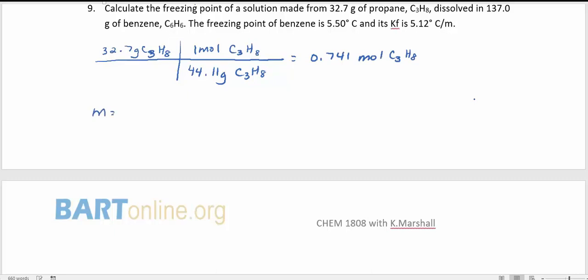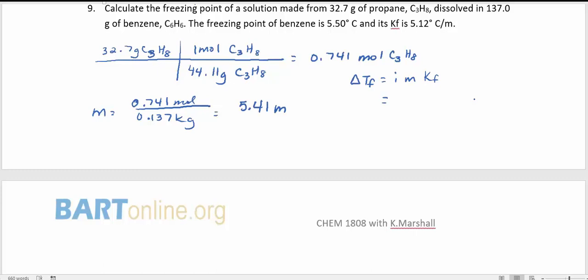So now I need to find the molality. So I take my moles of propane over the kilograms of my solvent, and I get a molal solution of 5.41 lowercase m. Now I need to do the freezing point calculation. So delta Tf is equal to i m Kf. The i in this case, propane, is a covalently bonded compound. It is a non-electrolyte, so the i is 1.